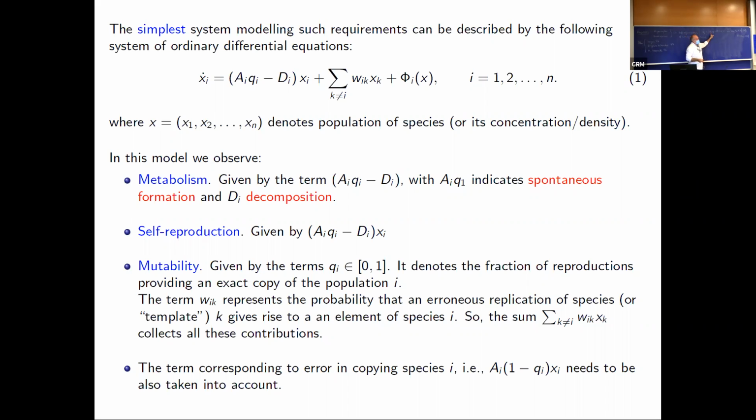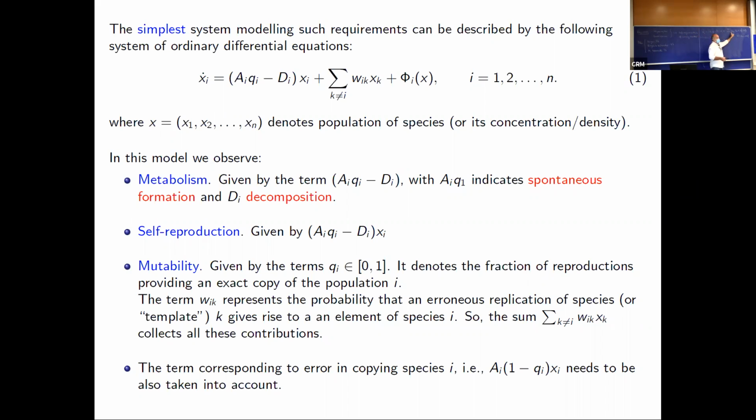Okay, AI contains a part of metabolism. If you multiply AI by XI, you are replicating. And this QI is responsible for some errors. This QI belongs to [0, 1]. And I mean, sometimes it can happen or not. What is the meaning of this term DI? This is the degradation. So you degrade.